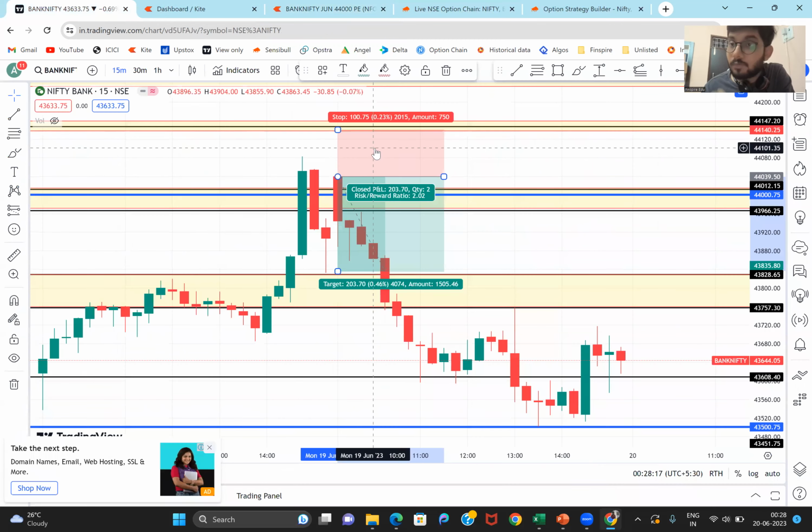Now, this is your trading setup in your option chart. And as you can see here, at 10:15 in the morning, your target is achieved. This is how you basically apply a target and a stop loss.